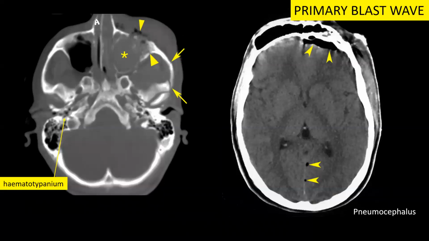Similarly, air-filled structures such as the maxillary sinus will expand and cause surrounding fractures and then fill with blood. And if these communicate with the base of skull, this will be accompanied by pneumocephalus. Further, air within the middle ear will be affected by this high pressure blast wave, and you may end up with blood within the middle ear, as well as displacement of the ossicles.